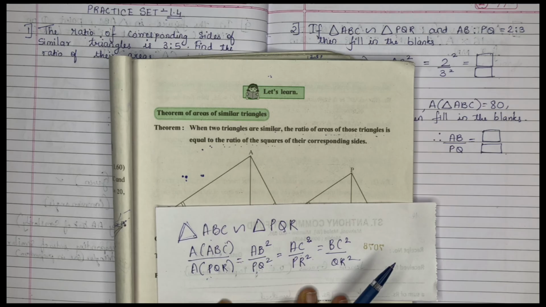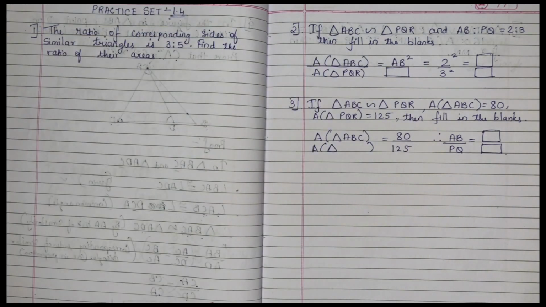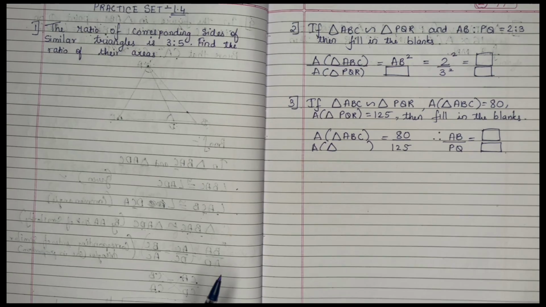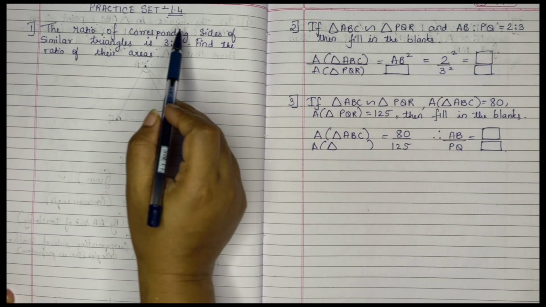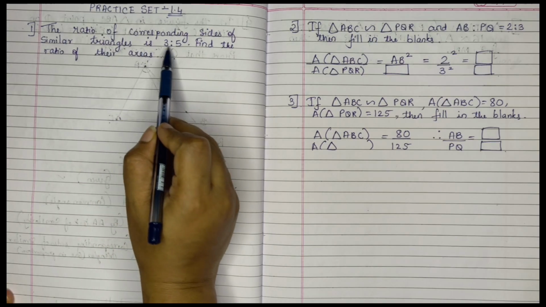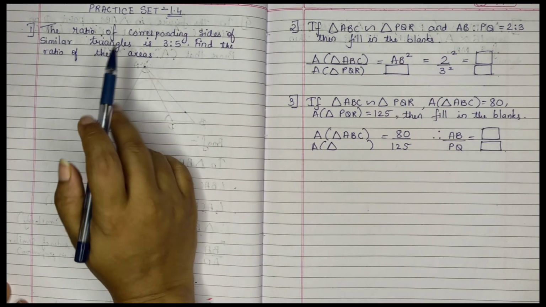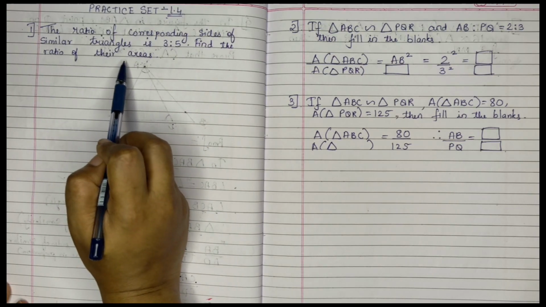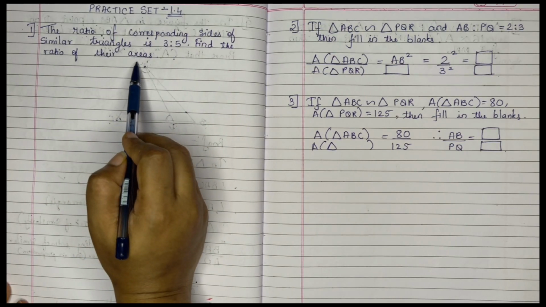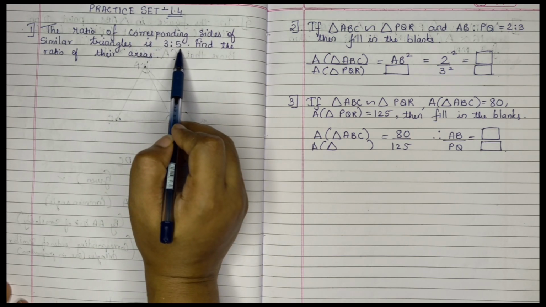Okay, so the next practice set is based on this theorem. So see the first sum. The ratio of corresponding sides of two similar triangles is 3:5. Find the ratio of their areas. We have to find the ratio of the areas. Now the corresponding sides, their ratio is given as 3:5.